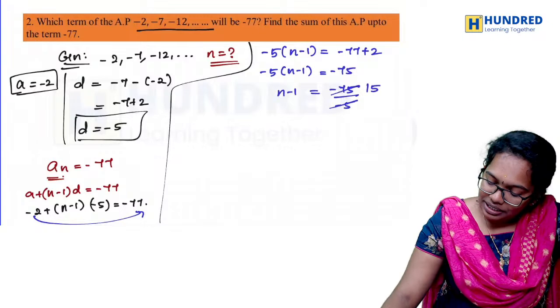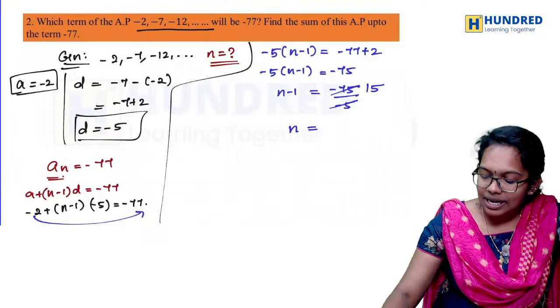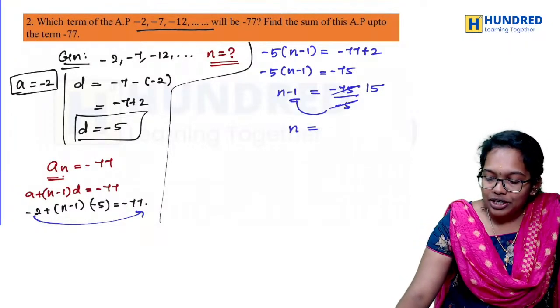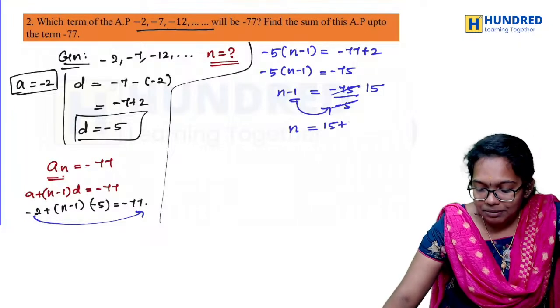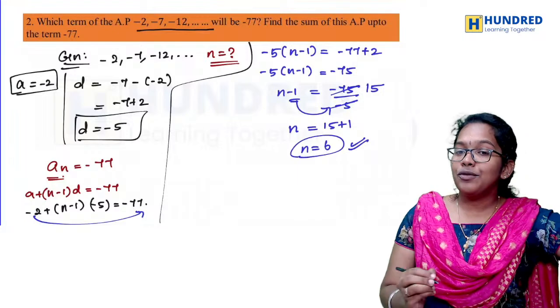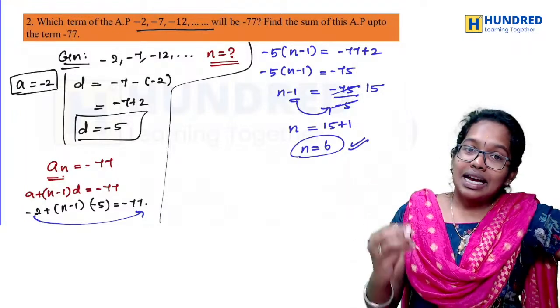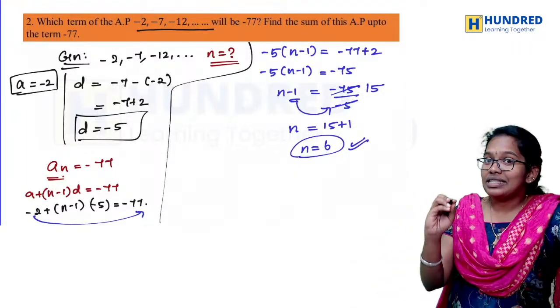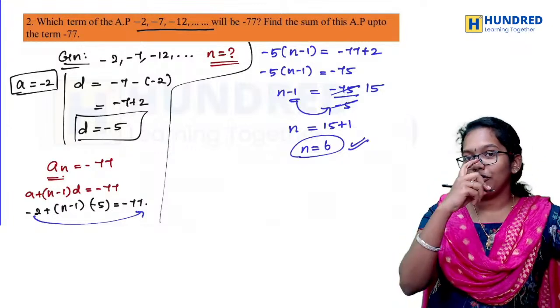On cancelling you will be getting 15 as the answer. So n is equal to this, minus 1 goes to the next side. It will be 15 plus 1. So the n value is going to be 6. Okay, so now you have found out minus 77 will be the sixth term of this AP.